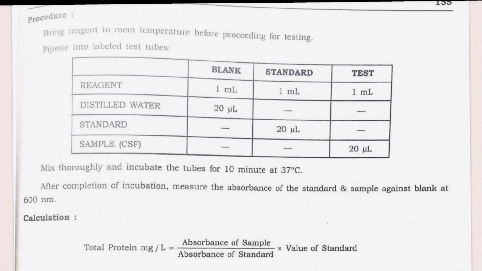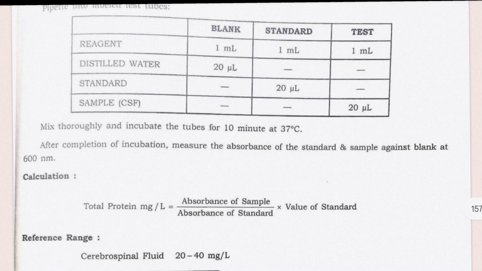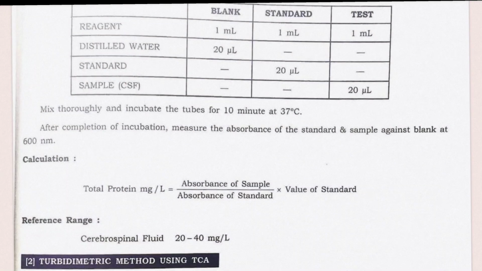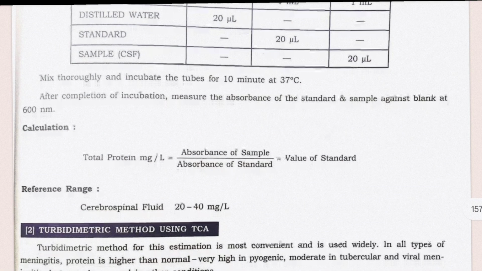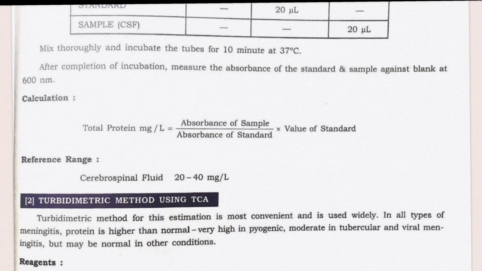Mix thoroughly and incubate the tubes for 10 minutes at 37 degrees Celsius. After completion of incubation, measure the absorbance of the standard and sample against blank at 600 nanometer. Total protein in milligram per liter equals absorbance of sample upon absorbance of standard into value of standard. Reference range: cerebrospinal fluid 20 to 40 mg per liter.